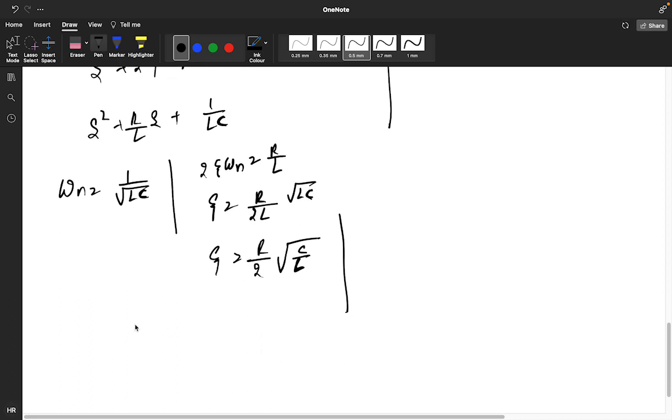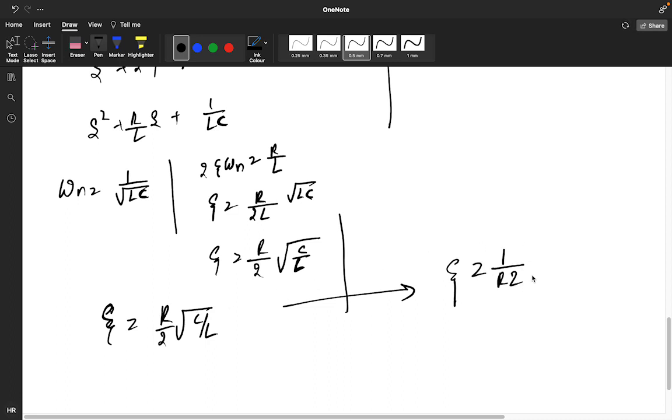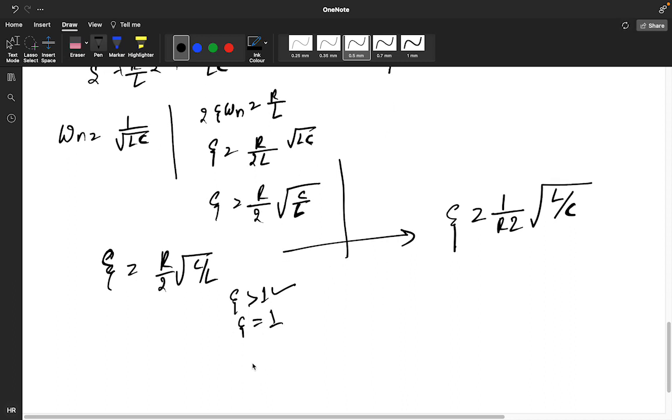So for a series RLC network, the zeta value will be R by 2 root under C by L. And for a parallel network, the zeta value will be 1 by 2R, and your C will become L, and L will become C. Now you need to substitute the values. If zeta is greater than 1, it is overdamped. If zeta is equal to 1, it is critically damped. If zeta is less than 1, it is underdamped.